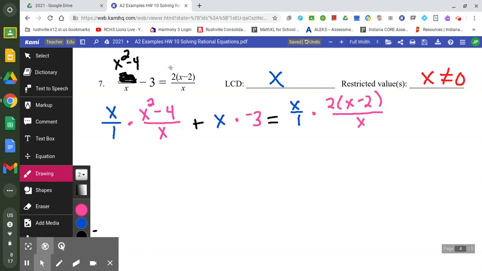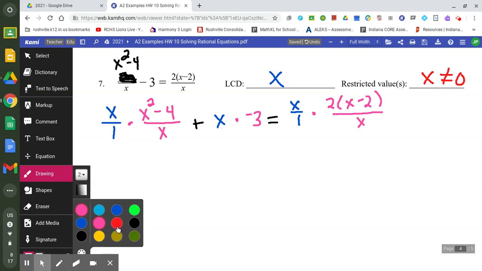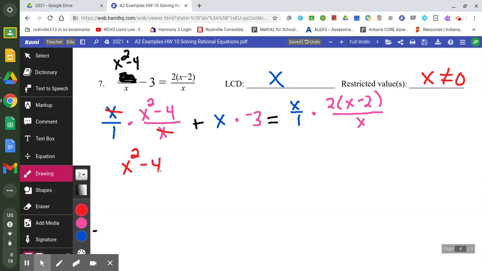All right, so I'll reset it up. So I've set this up the right way using the right equation. Now I'm ready to do some canceling. So x on top, x on bottom, x squared minus 4. And then this is x times negative 3, so negative 3x equals, and then x on top, x on bottom, and this is 2 times the x, 2 times the negative 2, so 2x minus 4. And then we want this to equal 0.